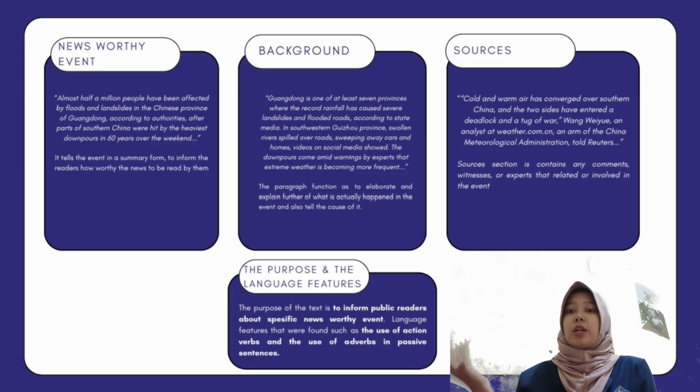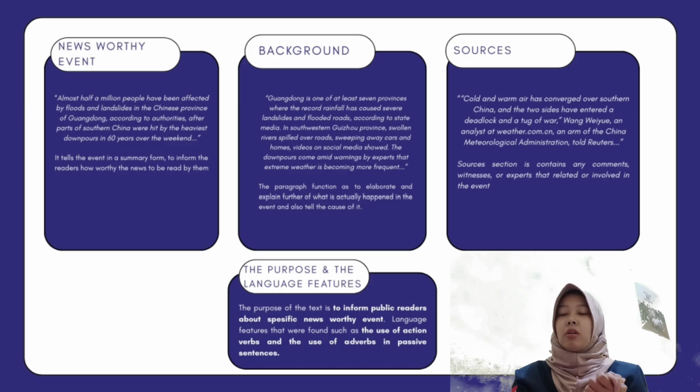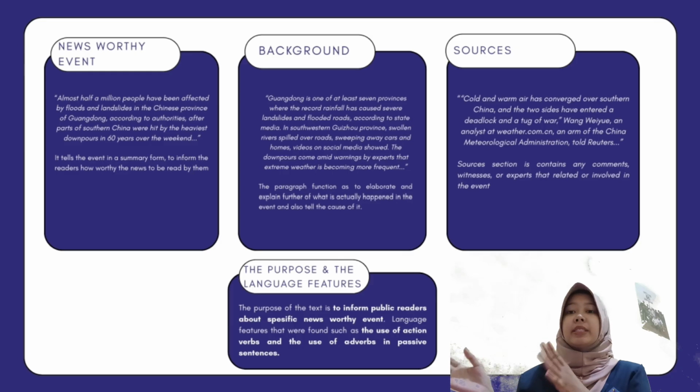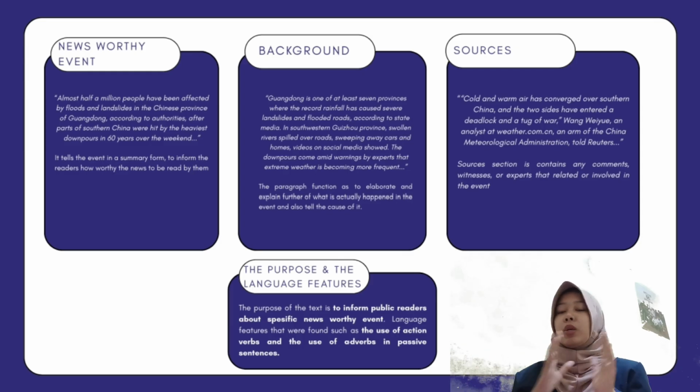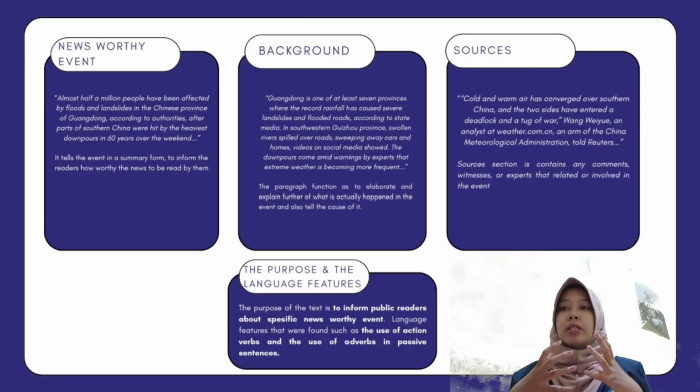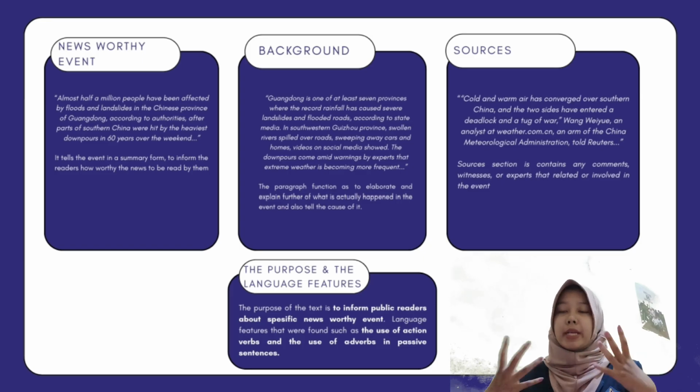Then we move to another section, which is the background. This paragraph functions to elaborate and explain what actually happened in that event and tell the cause of it. And the next section is the sources. So in news item text, sources are crucial. The sources section contains any comments from witnesses or experts that were involved in that event.